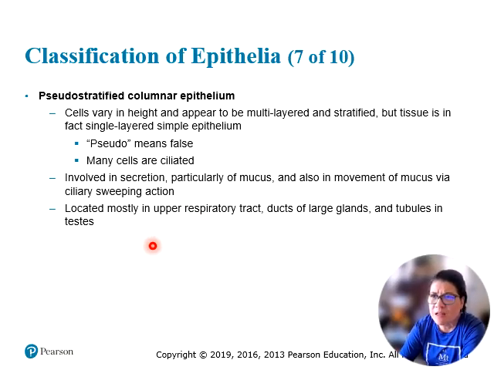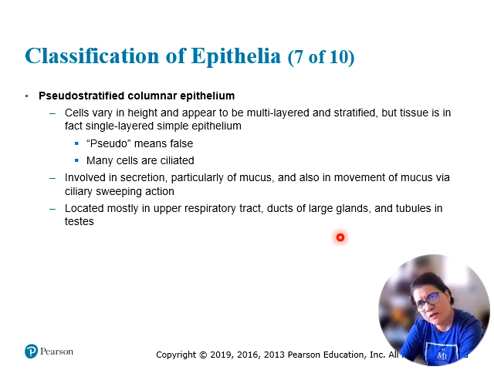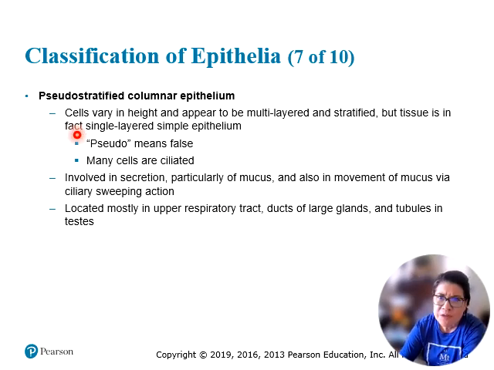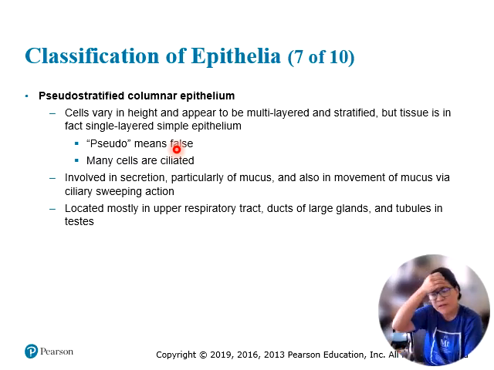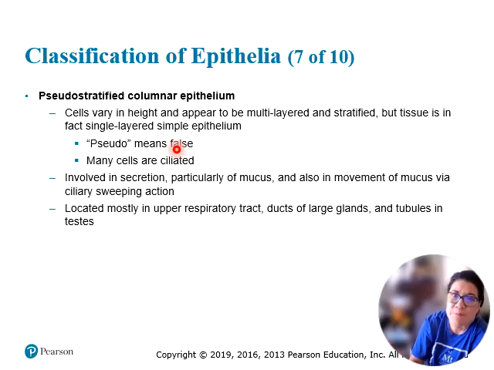Pseudostratified means it's not quite stratified. It's kind of two layers, it's kind of a single layer, it's kind of hard to tell. Pseudo means false. These are the ones that don't really fit in simple or stratified, so they call them pseudostratified. Many of them are ciliated, and these are columnar. These are involved in secretion, mucus, little cilia like in your respiratory tract that makes you cough up phlegm.